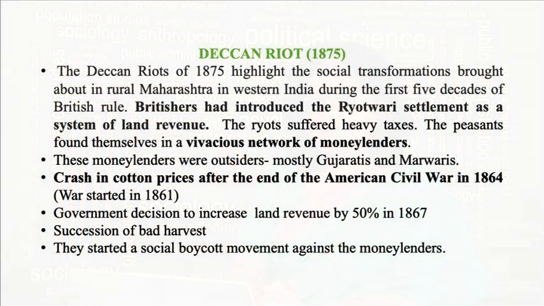Now, what is important in the causes of the Deccan riots is the Ryotwari settlement, as you all must be knowing. In this system there is a direct connection between the cultivators and the government. The government directly collects taxes from the cultivators, and it is collected annually. Now, the most important reason why this Deccan riot peasant movement took place was because the moneylenders were not Maharashtrians, but they were Gujaratis and Marwadis.